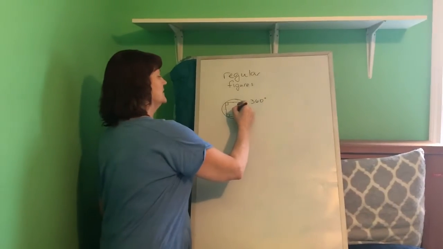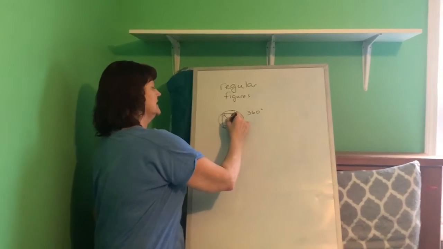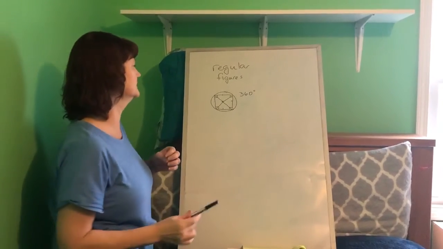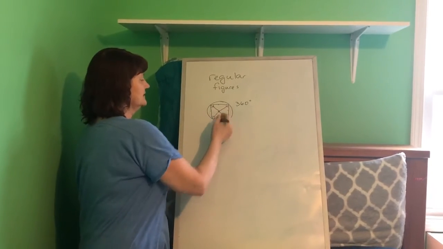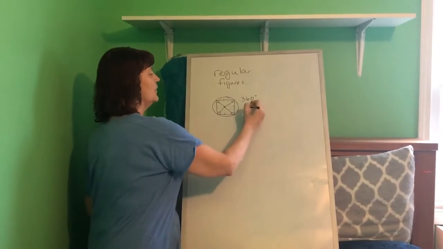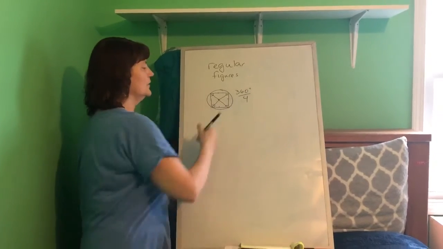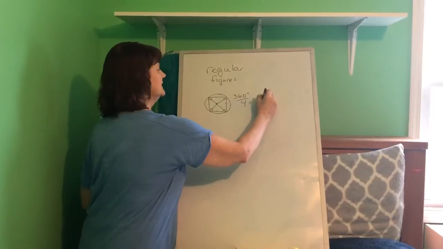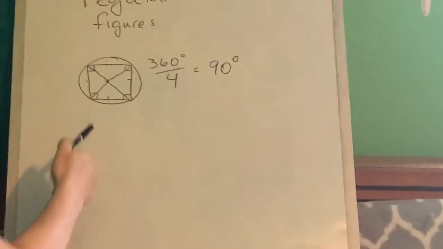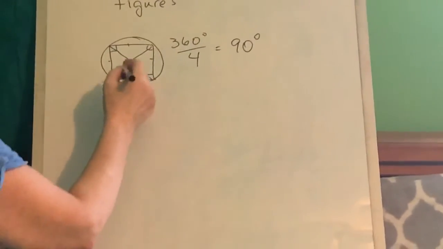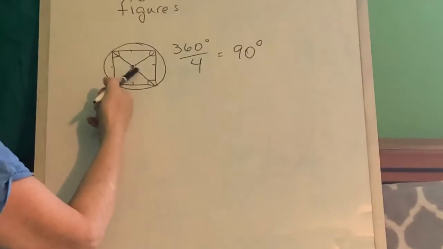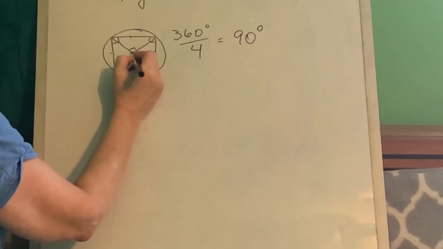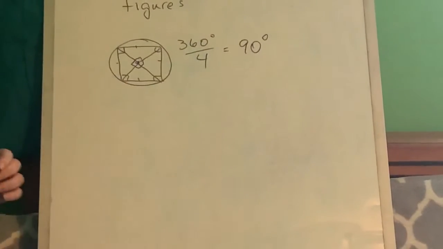So if I draw a radii in here, I can separate my figure into triangles. All right, this is 360 degrees. It's going to be divided 4 ways because there are 4 sides in the figure, and that's going to give us 90 degrees. Now, this 90 degrees does not refer to what we have down here. It refers to the angle created in here. Each one of these is going to form a right angle.